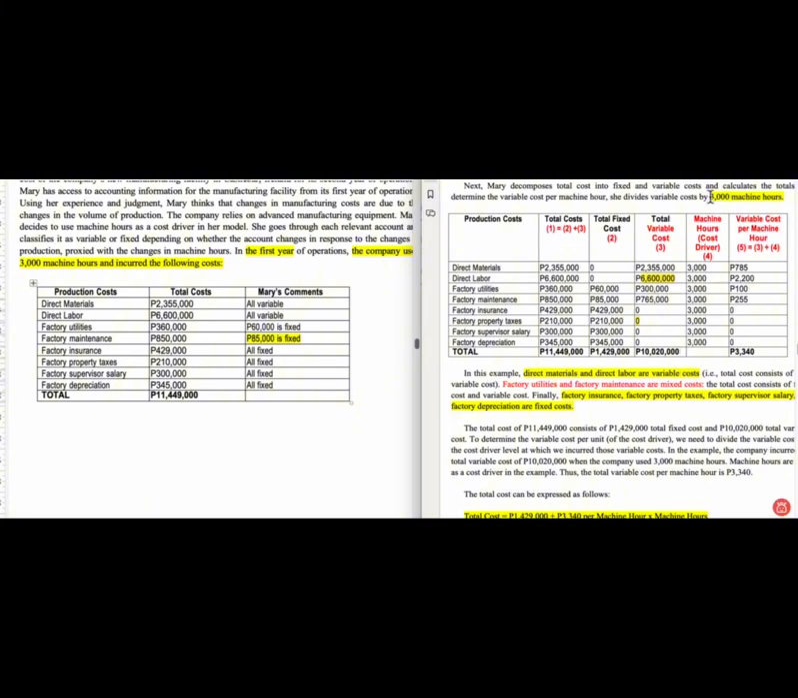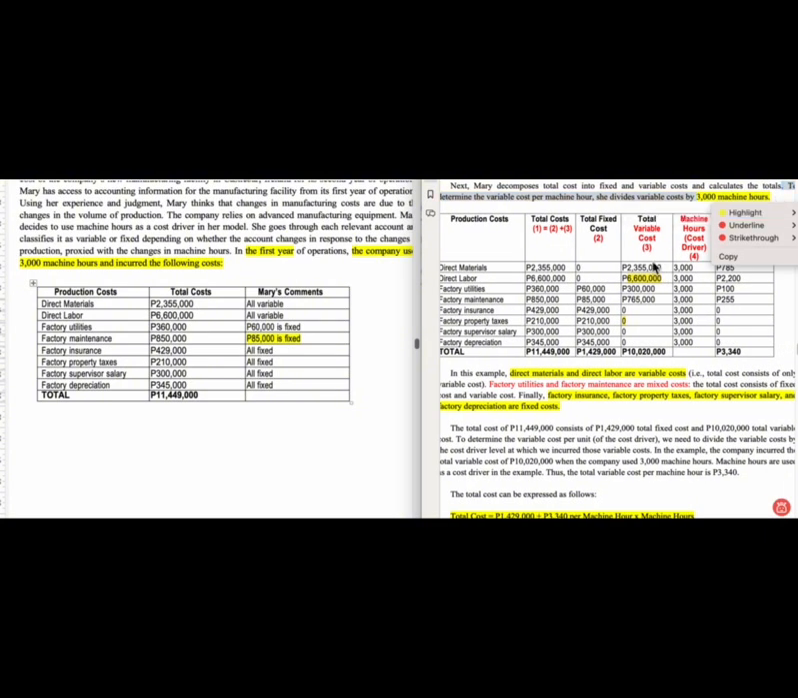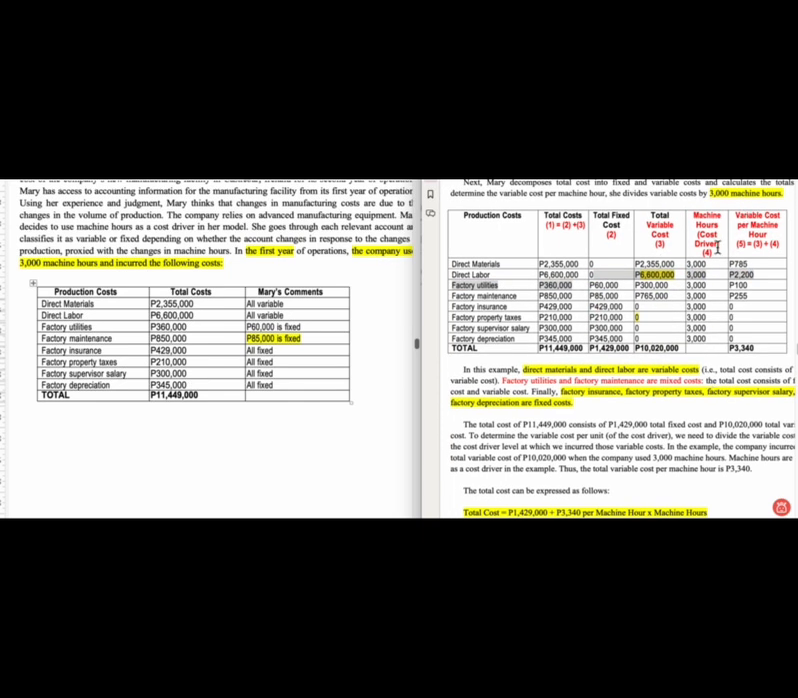So, ang machine hour nato is given man siya, no? Natay 3,000 na machine hours. So, therefore, ilatag lang gyapon nato siya sa tuang table. So, 3,000 each item, no? Direct materials, 3,000 na machine hours, and so on.